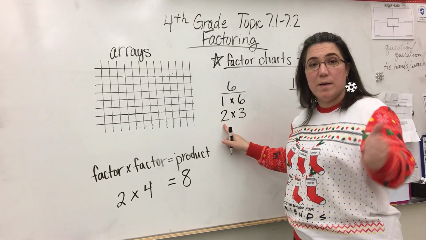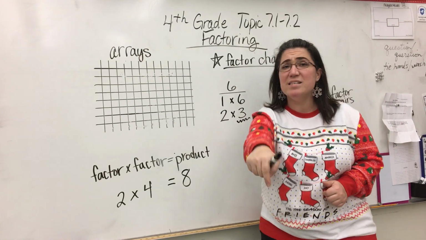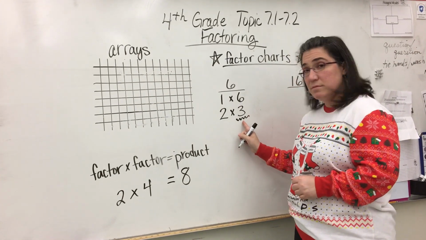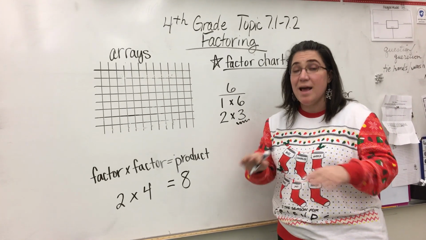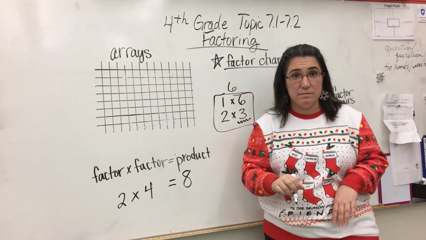Then after 2, what comes next? 3. Ding, ding, ding! 3 is already on this factor chart. The moment I get to a number that's already on the factor chart, I am done. These are all the factors of 6, okay?